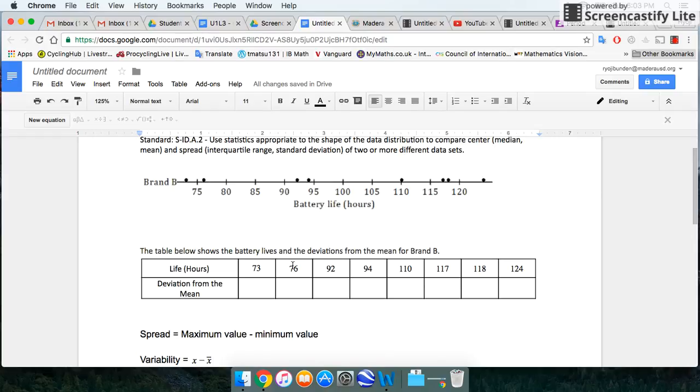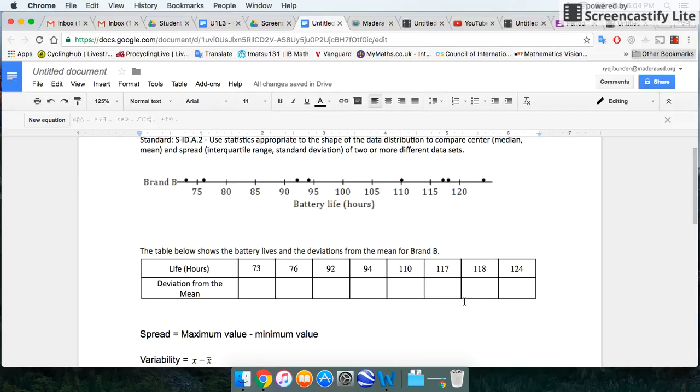The second one lasted 76 hours. 92 hours was the third one. 94 hours was the fourth one. 110 hours was the fifth one. 117 was the sixth one. 118 was the seventh one. And 124 was the greatest one.